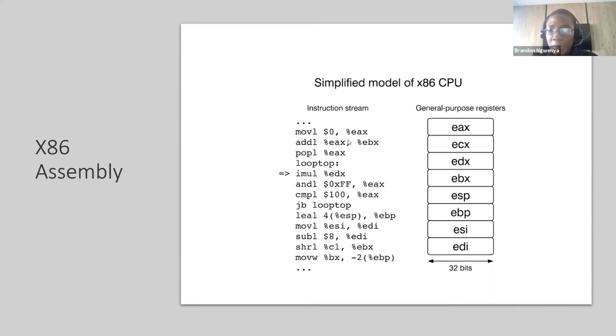Another important thing to note is that whenever you perform an operation in assembly, the result of the operation always gets stored in the RAX or EAX register, in this case, in the 32-bit processor.